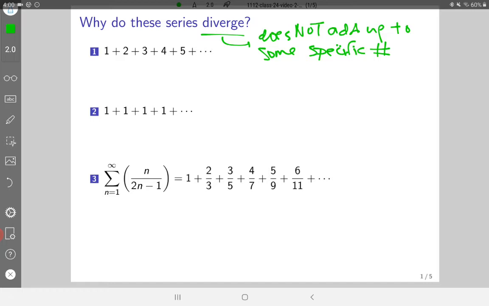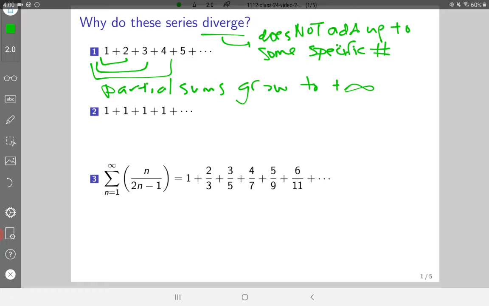So in this first example, if I do 1 plus 2, I get a total of 3. And then if I do 1 plus 2 plus 3, I get a total of 6. And then I get a total of 10 and 15. And as I keep adding more terms, the running totals, the partial sums, grow and grow and grow to positive infinity. They're just going to get bigger and bigger and bigger.